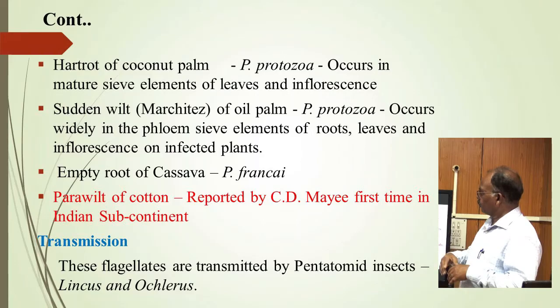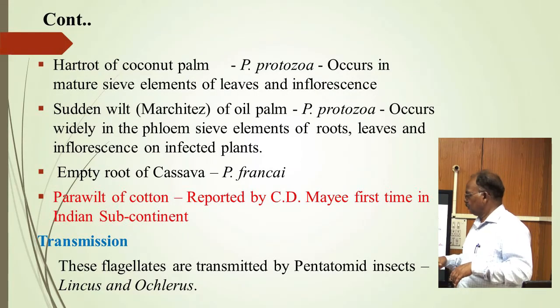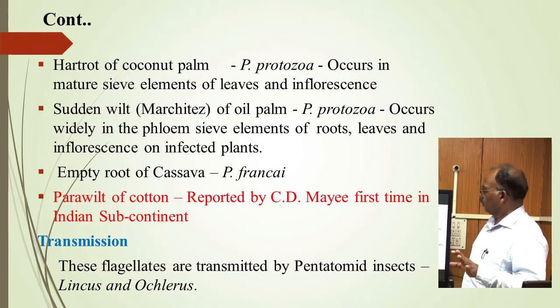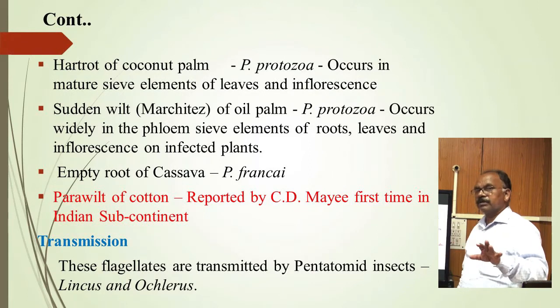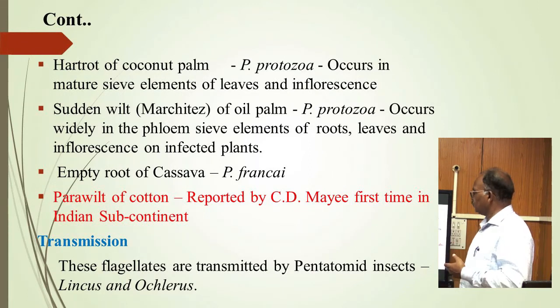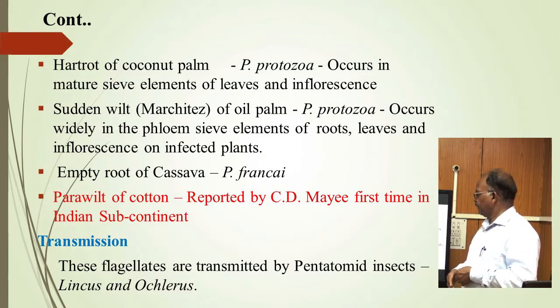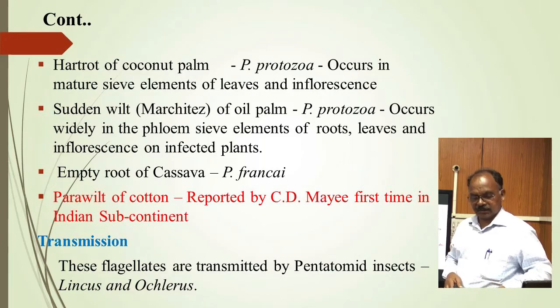There is one important disease, empty root of cassava. It is caused by P. francei. And Pará wilt of cotton. This disease was reported by C.D. Mai, first time in the Indian subcontinent. These flagellates are transmitted by pentatomid insects, that is Lincus and ocellaris.